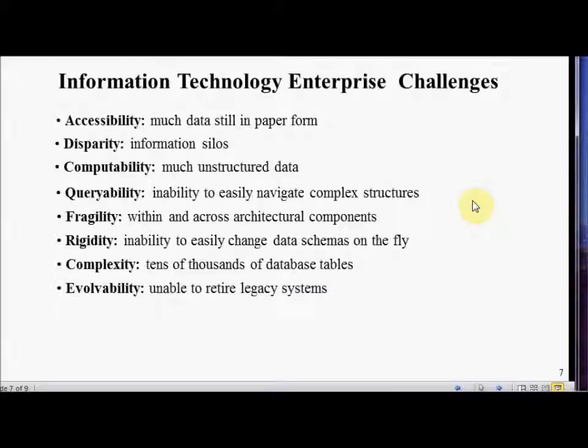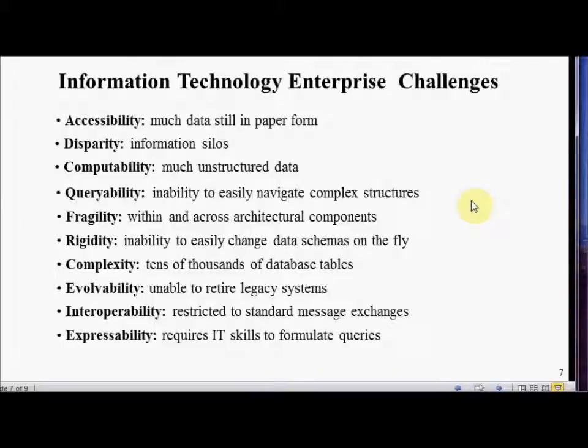Let's say you have a legacy system and you want to introduce a new system into your enterprise. The challenge is migrating the data from your complex legacy system to your new system. Another challenge is one of interoperability. Today, interoperability is restricted to standard message exchanges. And lastly, one of expressibility. The challenge today, in order to do queries on structured data, you have to have IT skills.